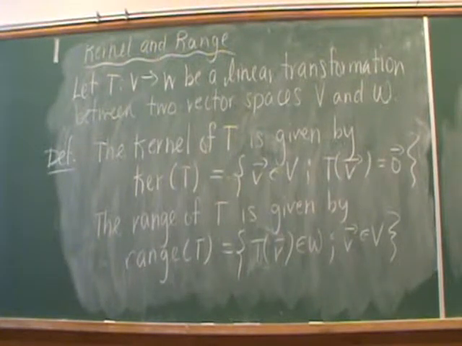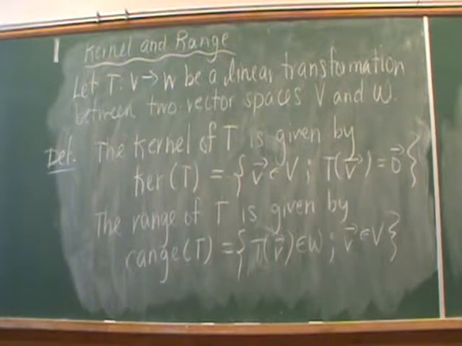Here are the two major ideas that we're going to be looking at for the rest of the video. If we have T as a linear transformation between two vector spaces V and W, then we define these two sets. The first set is called the kernel of our linear transformation. We usually denote the kernel as ker T, and it consists of the set of the vectors in V that get mapped to the zero vector of W.